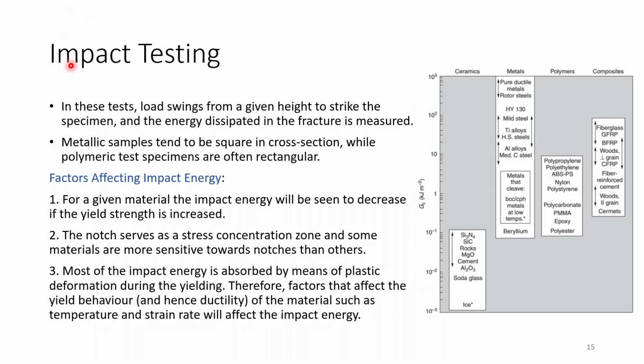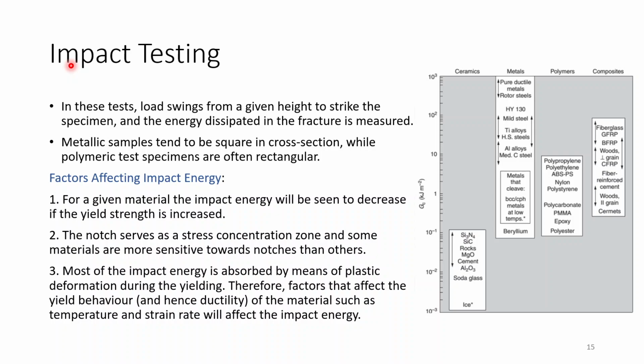Next you have impact testing. So in these tests, a load swings from a given height to strike the specimen, and the energy dissipated in the fracture is measured. The metallic samples tend to be square in cross section, while polymeric test specimens are often rectangular.